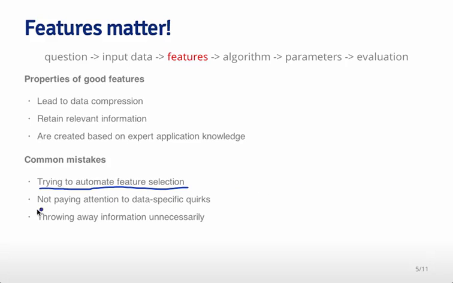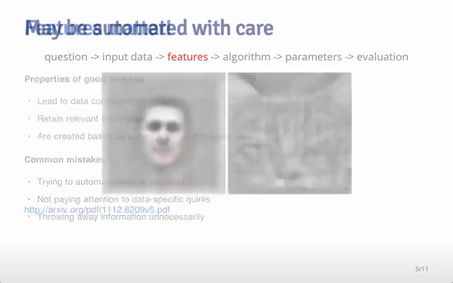Not paying attention to data-specific quirks is another problem that can come up. In some cases, a particular data set might have outliers or weird behavior of specific features, and not understanding those can cause problems. And obviously, throwing away information unnecessarily is not a good idea.